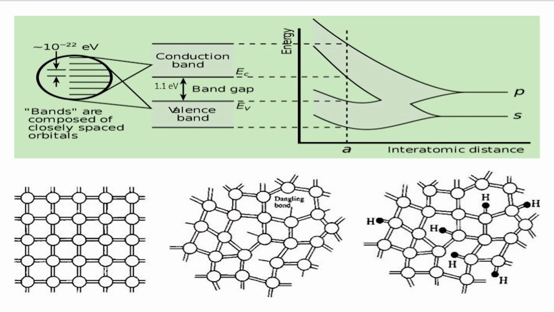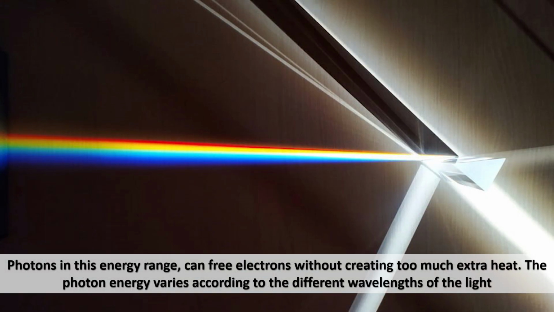Crystalline silicon has a band gap energy of 1.1 electron volt. The band gap energy of other effective photovoltaic semiconductors ranges from 1 to 1.6 electron volt. Photons in this energy range can free electrons without creating too much extra heat. The photon energy varies according to the different wavelengths of the light.